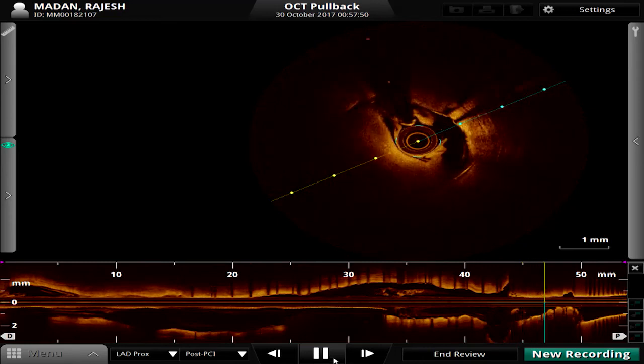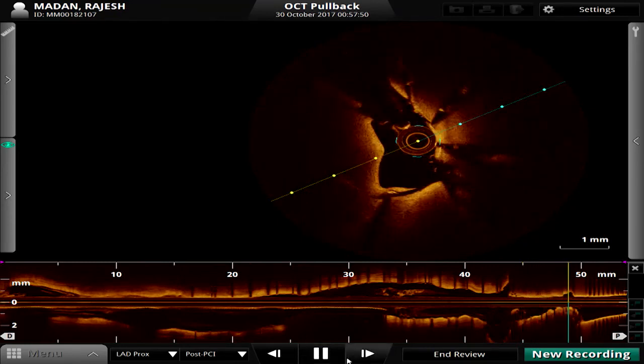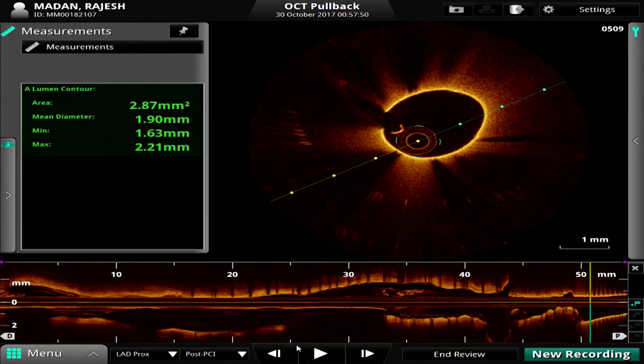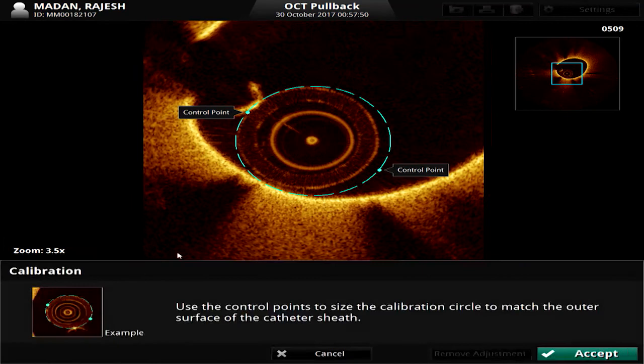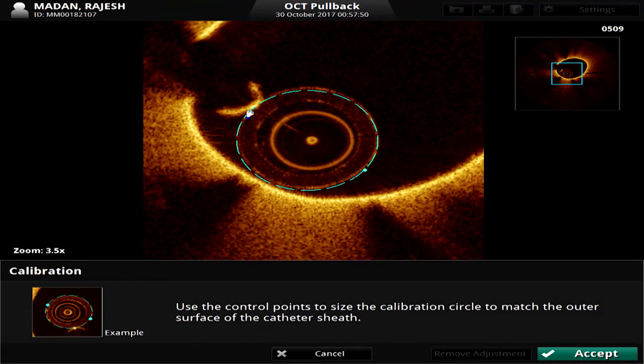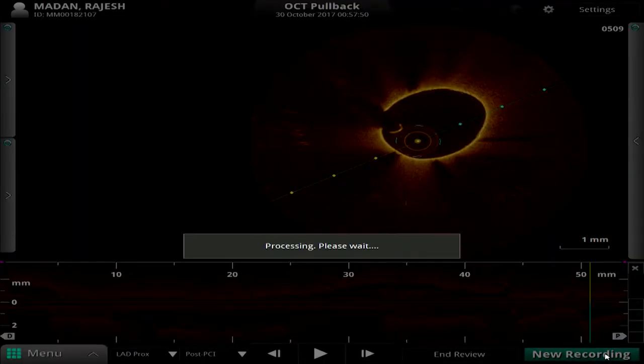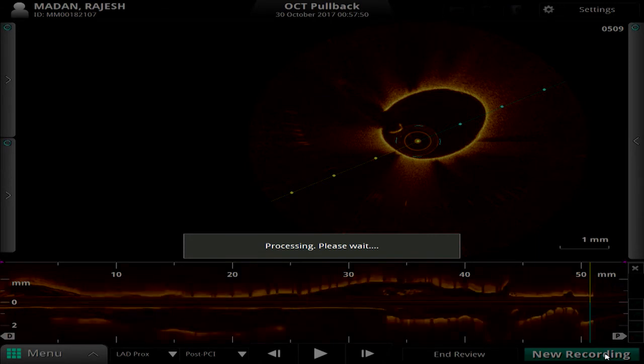Left main part we are not able to see clearly. So it appears that it has been well apposed. Now I'm going to cross to the circumflex side and try to get a pullback from the circumflex because the ostium of the circumflex is extremely important.